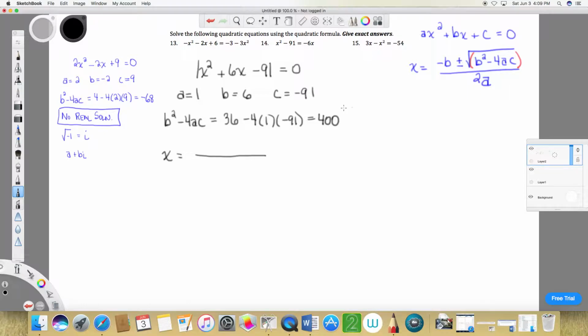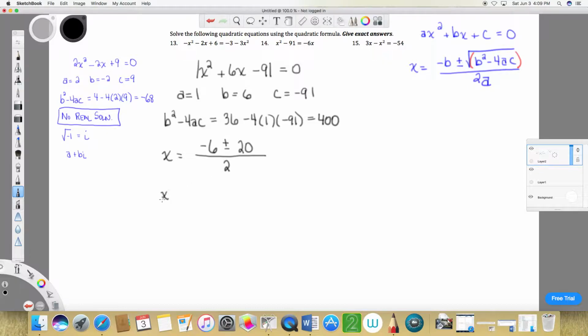We see that it's a fraction. In the denominator, it's pretty easy. You just take 2 times a. 2 times 1 is 2. In the numerator, we have two terms. The first term is the opposite of b. The opposite of positive 6 is negative 6. Then we have plus or minus, and that's just shorthand notation for two equations, or two numerators. And we're taking the square root of 400, which we know to be 20.